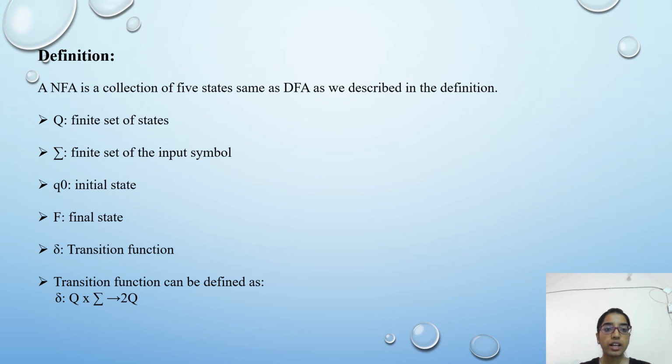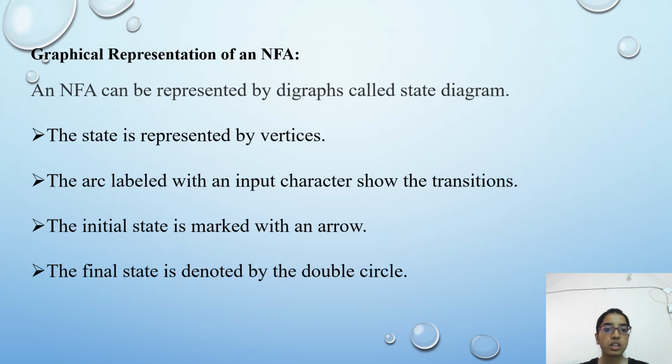Definition. An NFA is a collection of 5 elements, same as DFA, as we described in the definition. Q: finite set of states. Sigma: finite set of the input symbols. Q0: initial state. F: final state. Transition function: the transition function can be defined as delta equal to Q times sigma gives 2 to the power Q.